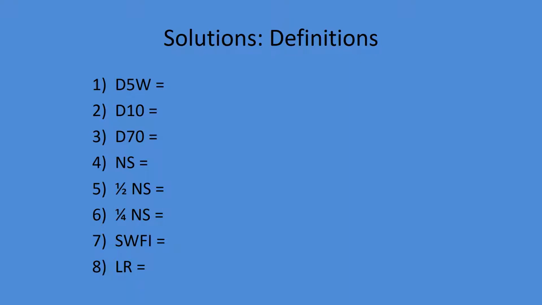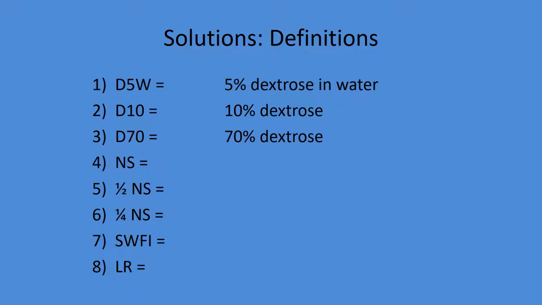So from last time, I asked you to get these solutions down pat, so let's review them real quick. D5W is dextrose 5%, and the D10 and D70, the D stands for dextrose again. So you've got 10% dextrose and 70% dextrose. NS stands for normal saline, and the strength of normal saline is 0.9% sodium chloride. The chemical symbol for sodium is Na, and chloride is Cl.